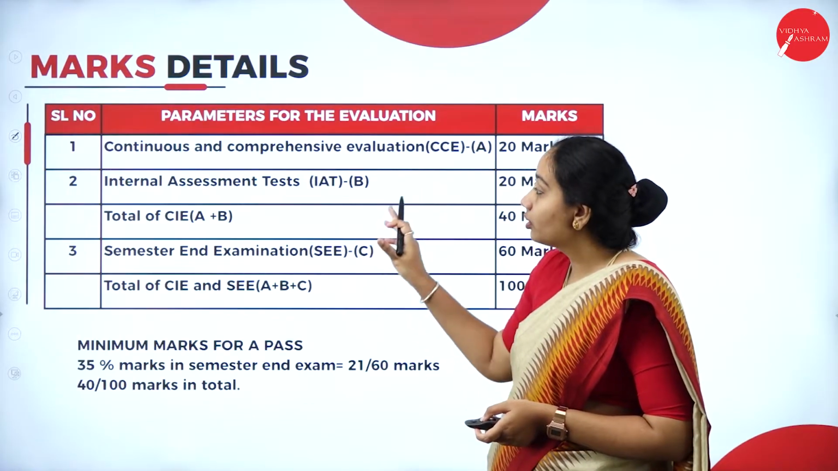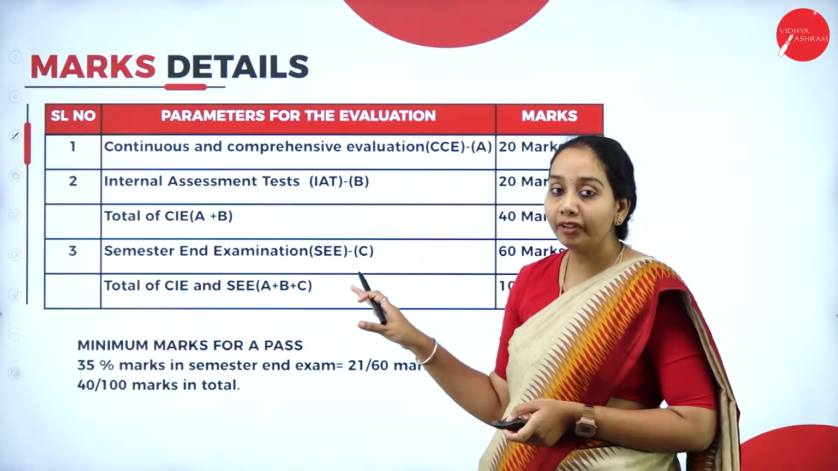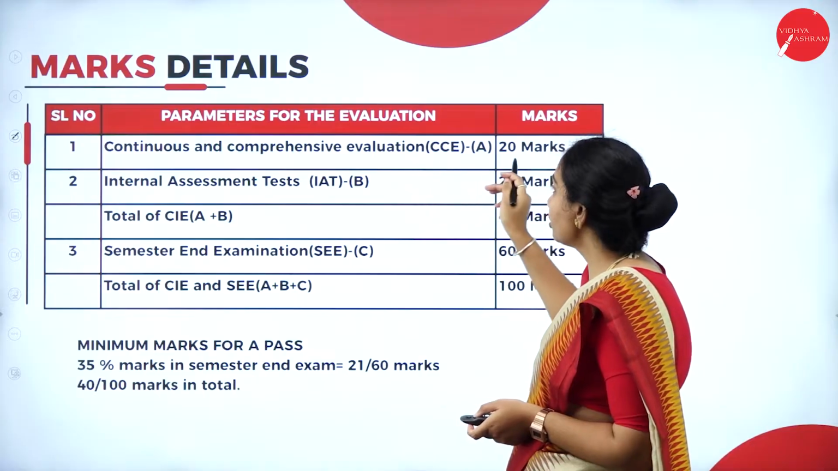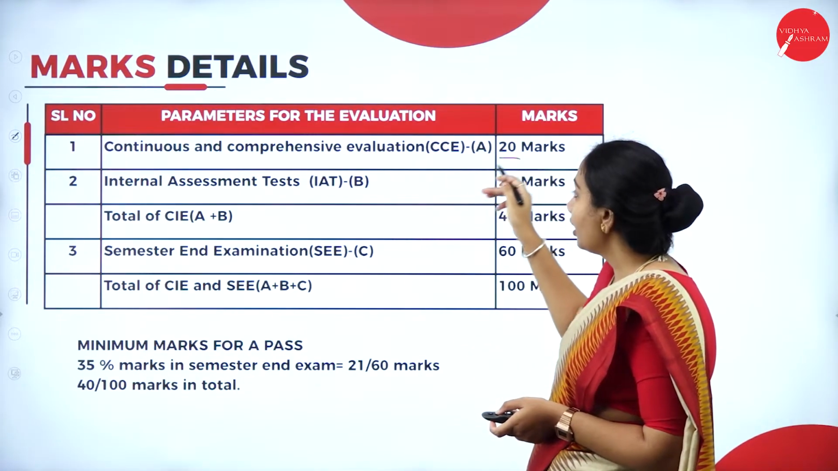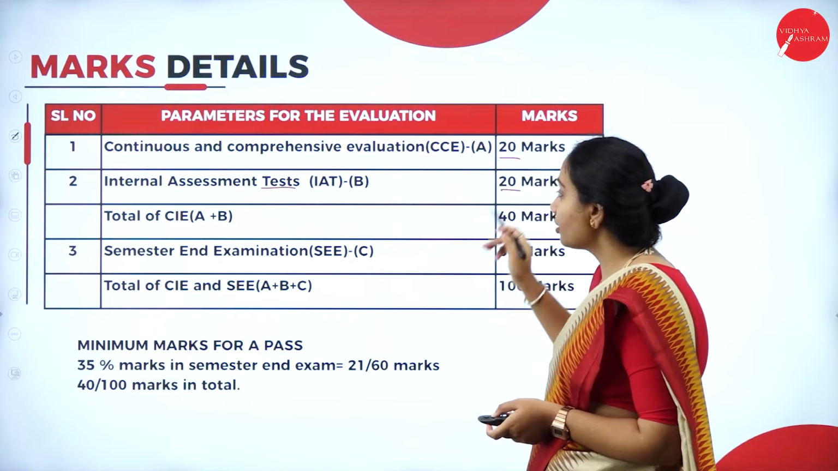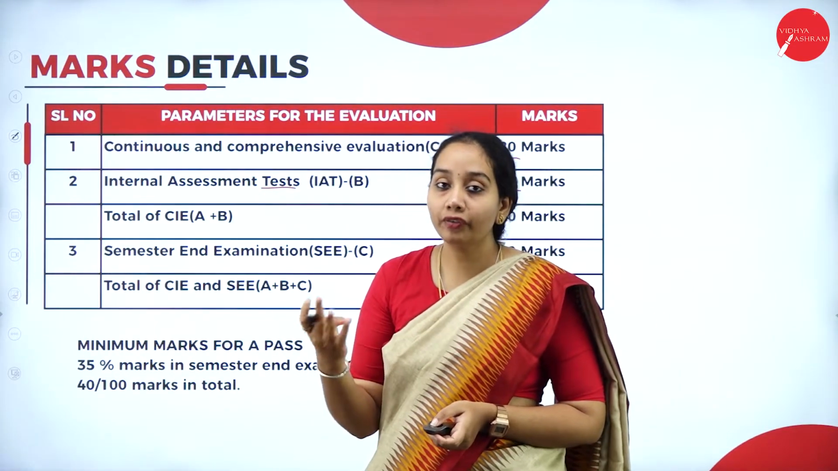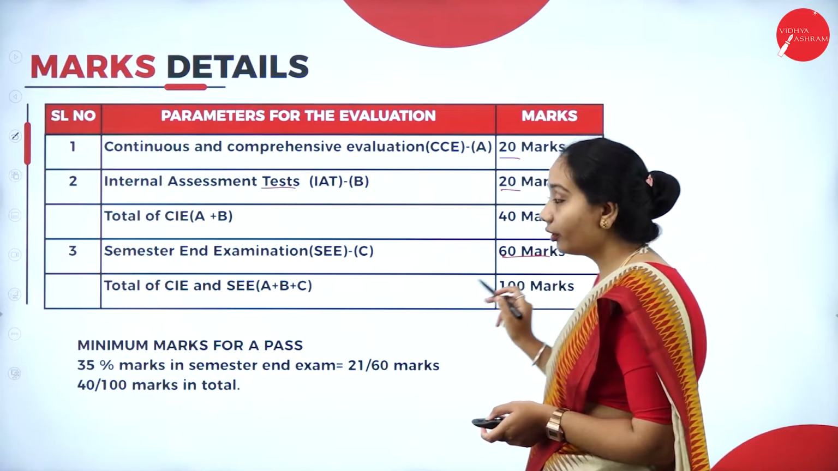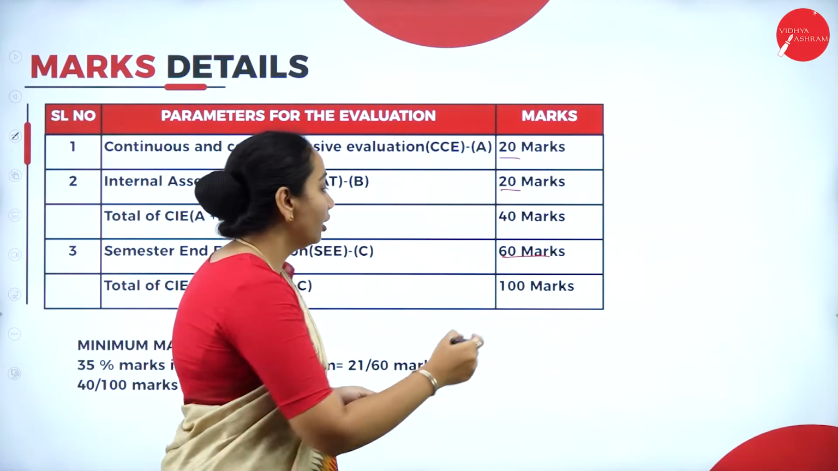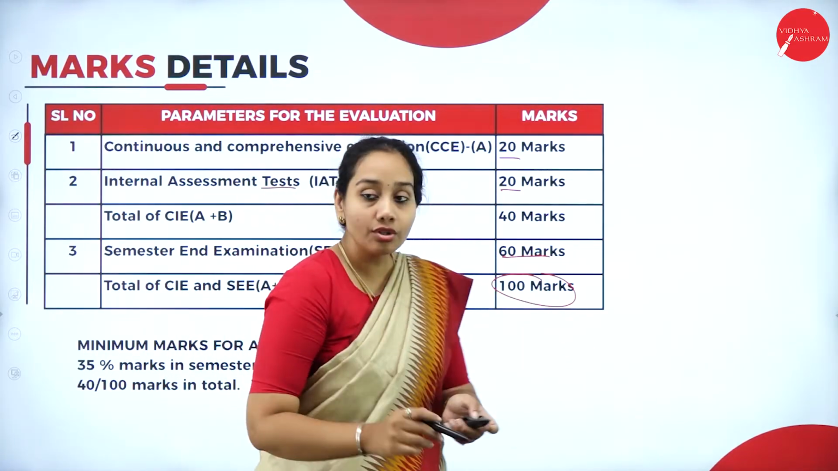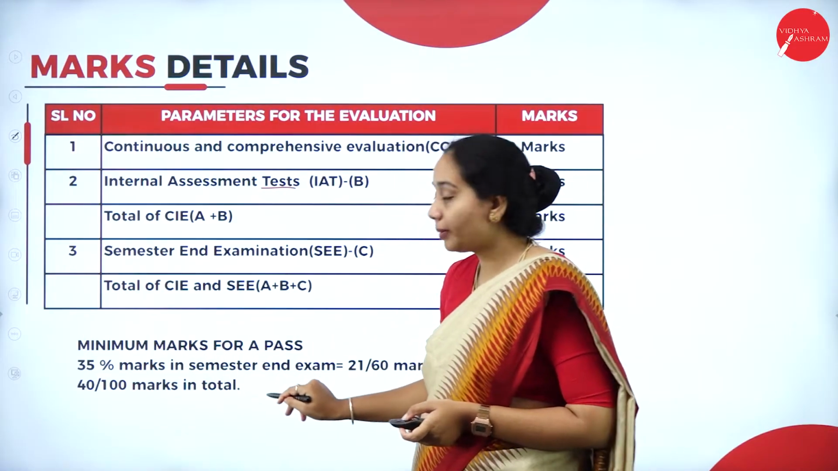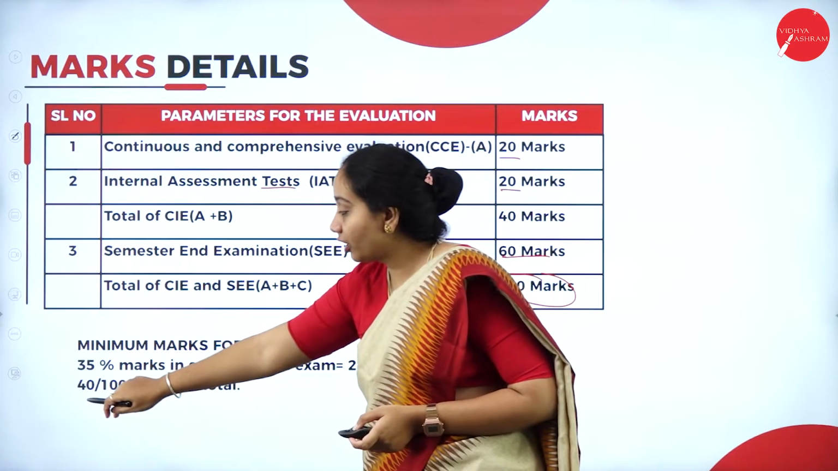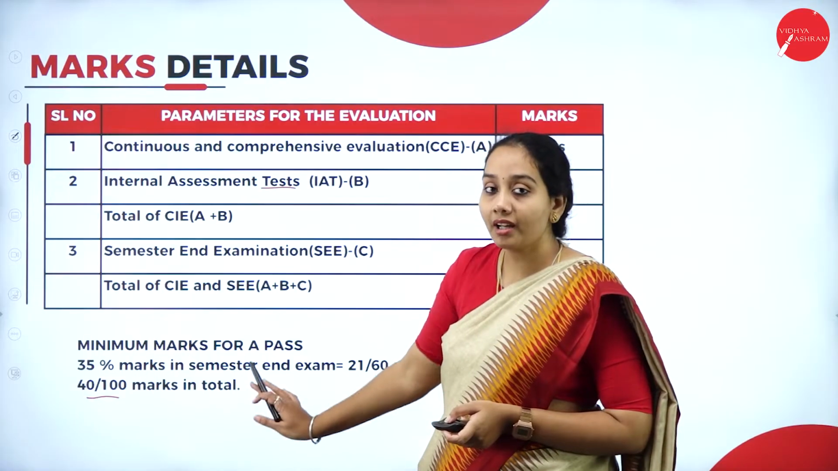Next, we are going to see the marks allotment for this semester. First is the continuous and comprehensive evaluation, that is your internal marks, 20 marks, and then the internal test, another 20 marks. So basically you are going to get 40 marks for your internals. Then for the semester examination, you're going to write for 60 marks. So totally you're going to write for 100 marks. The minimum pass percentage is 35% in the semester end, that is 21 out of 60. Overall, you should get 40 out of 100 marks to pass this subject.